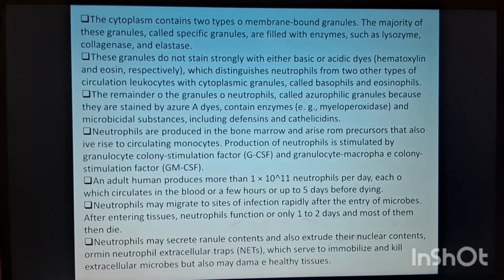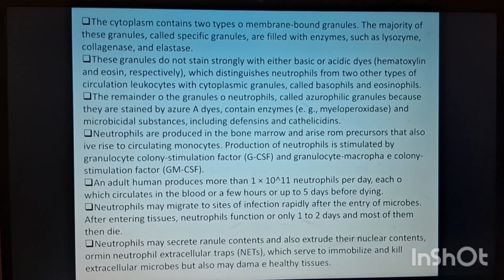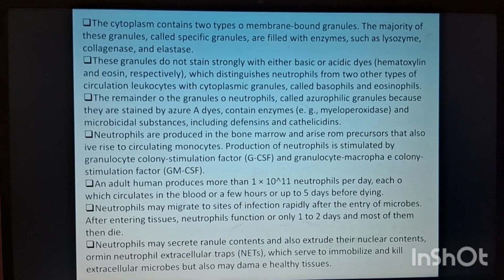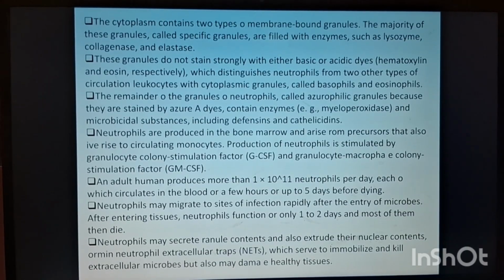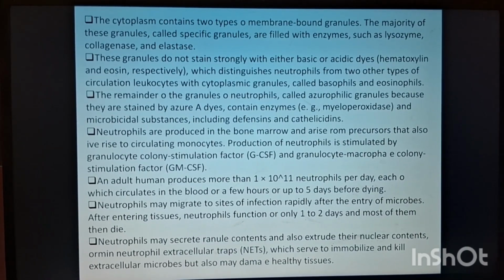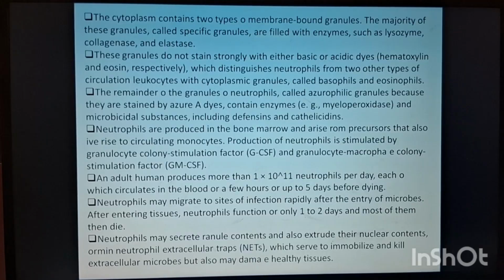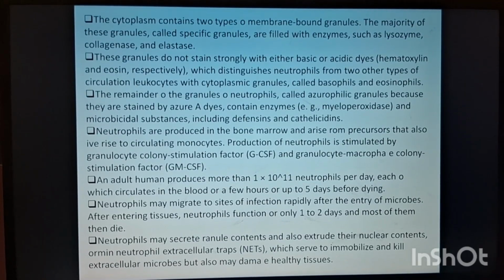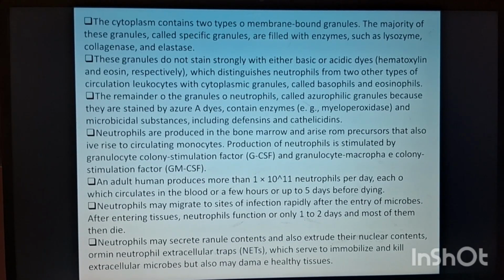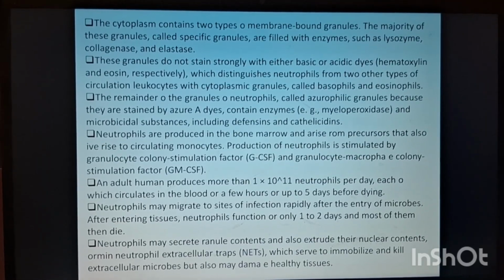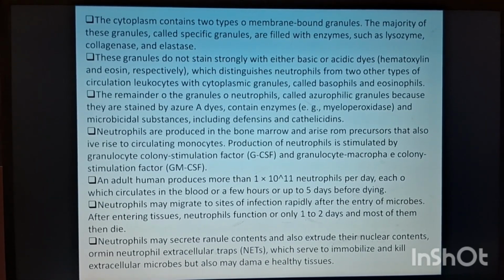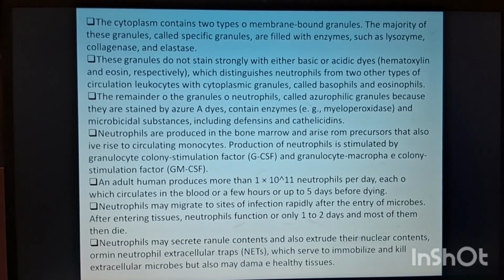An adult human produces more than 1 into 10 to the power 11 neutrophils per day, each of which circulates in the blood for a few hours or up to 5 days before dying. Neutrophils may migrate to sites of infection rapidly after the entry of microbes, and after entering new tissue, neutrophil functions last only 1 to 2 days, and most of them then die.